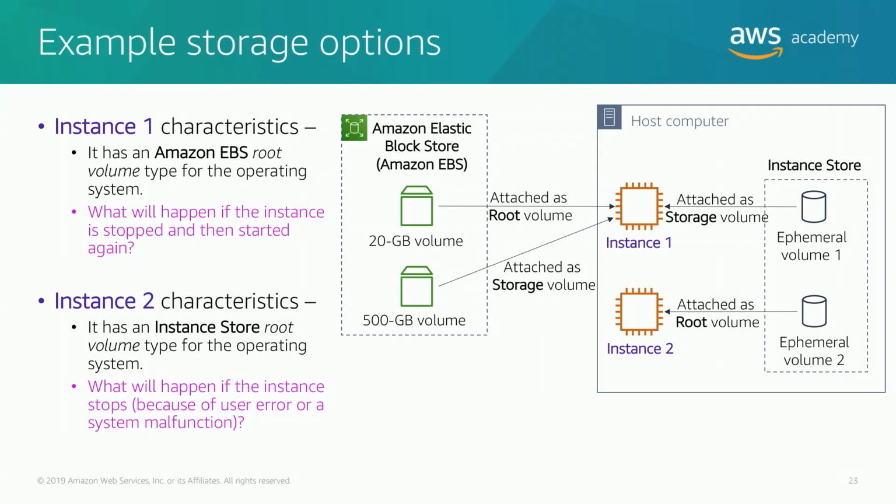The example for instance 2 shows that the root volume is on an Instant Store volume type, Ephemeral Volume 2. An instance with an Instant Store root volume cannot be stopped by an Amazon EC2 API call. It can only be terminated.